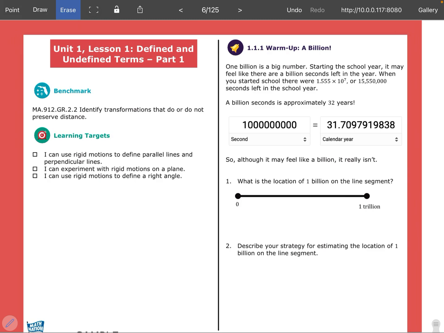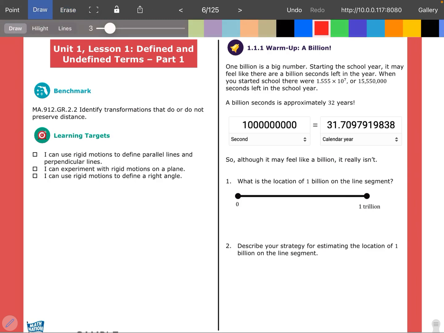When students came into class, they looked at the warm-up question, which was, if you have this line segment here, what is the location of 1 billion on this line segment? Now, of course, we got to talk with each other, and I'm just going to quickly go through this. This is just to get you guys to start thinking. But what we determined is that 1 billion would be very close to 0 on the line segment.